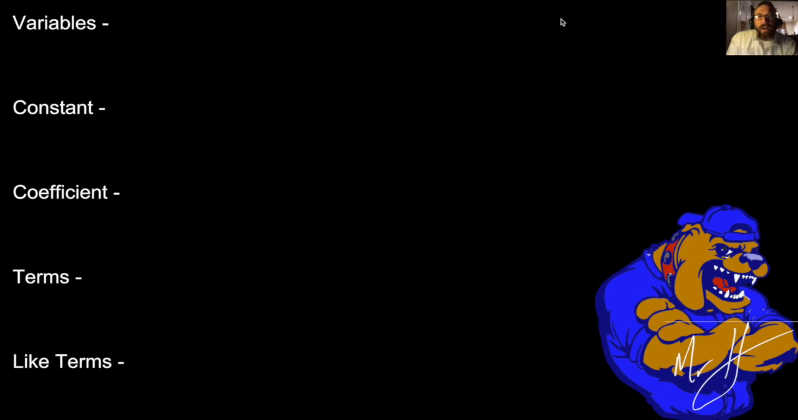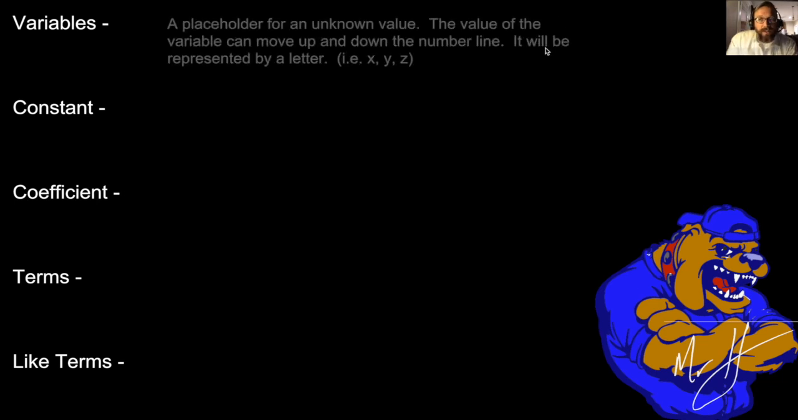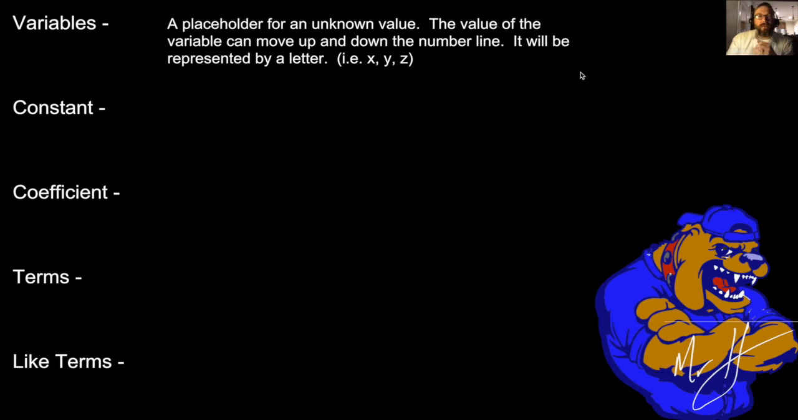Regardless, a variable, because we need to understand the definition, is a placeholder for an unknown value. The value of a variable can move up and down the number line, and it's usually represented by a letter. So remember when we were playing on the number line, Mr. H, I'm not bound down to 1 or 2 or 3. I could be anywhere up and down that number line. And this week, we're going to talk about inequalities, which means I'm not just at one spot, but I could actually be all of these past this point, or all of them past that point. Just go with it. It'll make more sense next week.